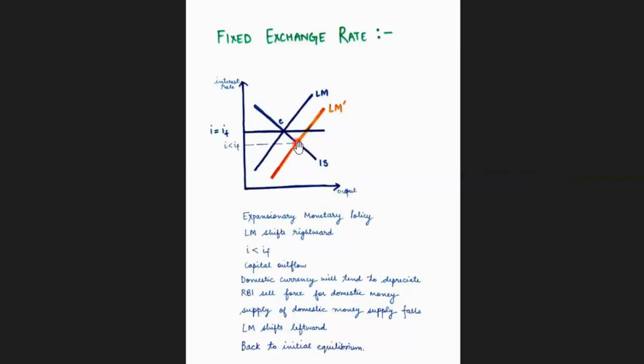Here at this point we see that the domestic interest rate is now lower than the foreign interest rate. As a result, since there is perfect capital mobility, people would prefer to invest their capital in foreign countries in hope of a better return on investment. So there will be a capital outflow from our country. As a result, our domestic currency will tend to depreciate. By depreciation, we mean that the domestic currency loses its value in terms of the foreign currency.